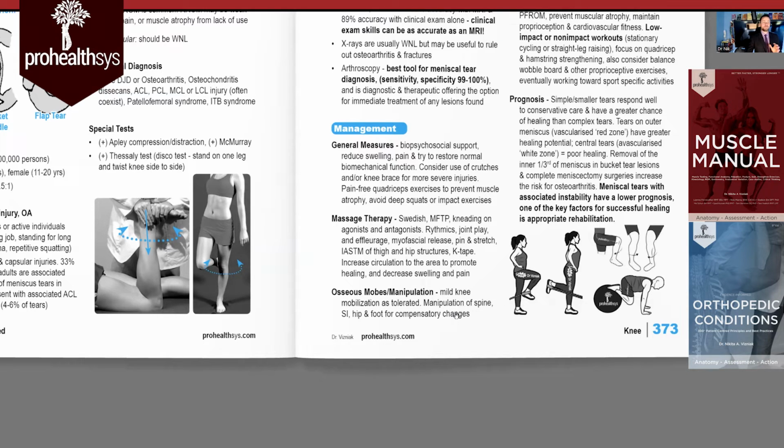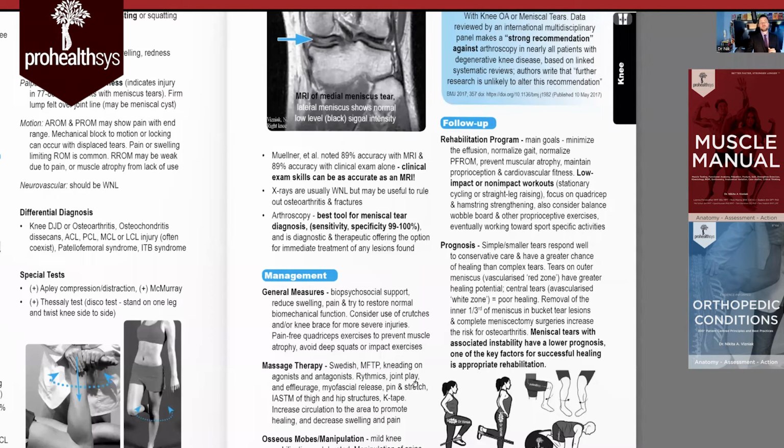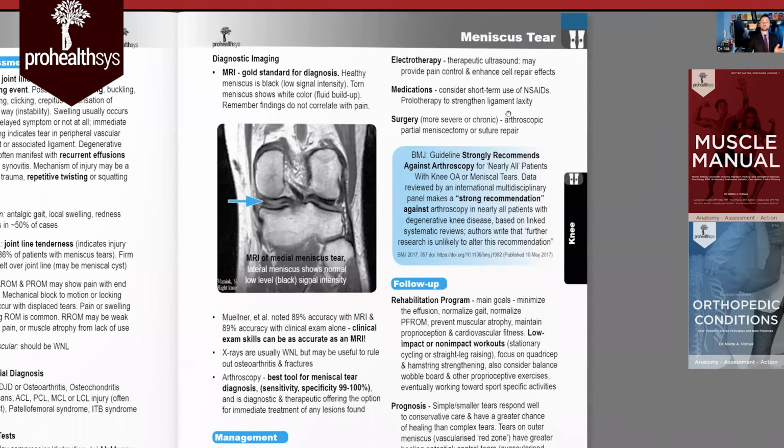Osseous mobs and manipulation, usually not directly on the knee, but areas of compensation can offer benefits, so ankles and low back will all be good. Electrotherapies and medications would be a good choice as well, with short-term use of NSAIDs maybe. In more chronic cases that aren't showing results from other conservative management, you might consider prolotherapy injections as well. And in severe cases, the research is controversial, but arthroscopic meniscectomy may be warranted.